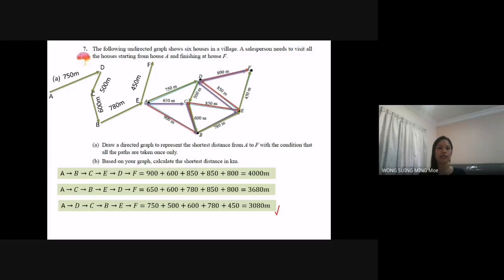Okay, B. Based on your graph, calculate the shortest distance in kilometer. So just now, when we listed out, we already know the shortest distance is 3,080 meter, but this one is in meter. So you need to convert it into kilometer. So 1 kilometer equal to 1,000 meter, right? So 3,080 divided by 1,000 equal to 3.08 kilometer. Okay, so that's all for today's lesson.